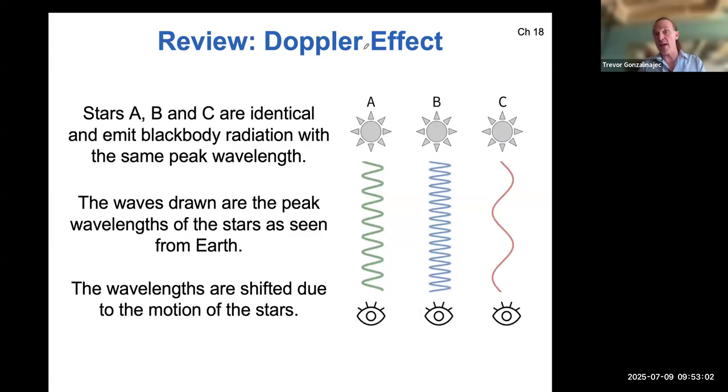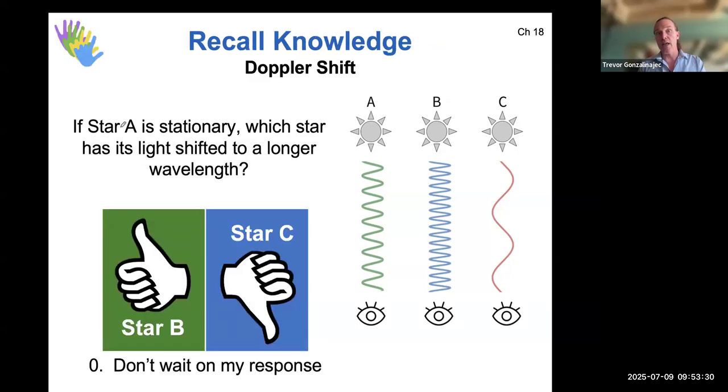Okay, so review of the Doppler effect. We just saw it with helioseismology, so probably fresh in your mind. Stars A, B, and C are identical and emit blackbody radiation with the same peak wavelength. So we know that all these stars are the same type of star. The waves drawn are the peak wavelengths of the stars as seen from Earth. Okay, so we got green, blue, and red wavelengths. The wavelengths are shifted due to the motion of the stars. Okay, if star A is stationary, the one that's producing the green wave, kind of a mid-length wavelength, which star has its light shifted to a longer wavelength?